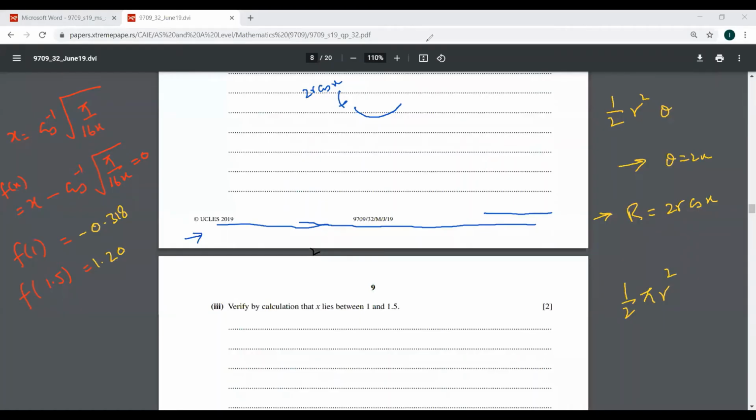So we have seen here the difference of the signs between them. This one is negative and this one is positive. So you have to write down here that the difference of signs of f of 1 and f of 1.5 verifies, suggests that x is between 1 and 1.5. Okay? So that is one of the typical parts of question on numerical solution of equations.